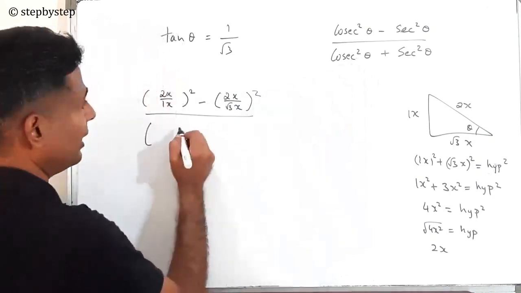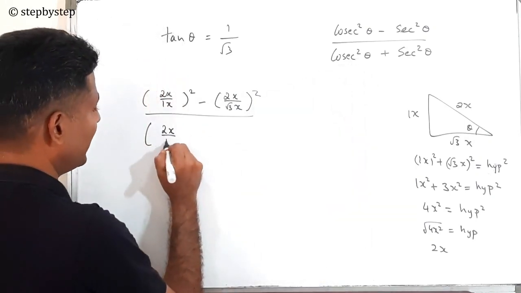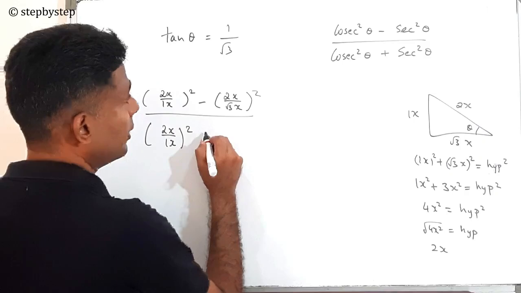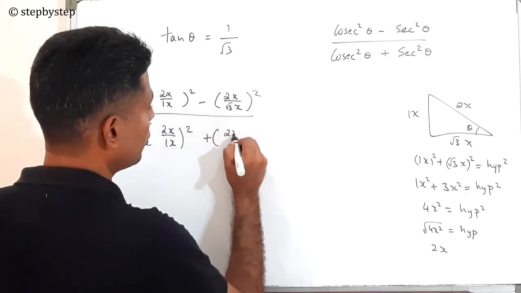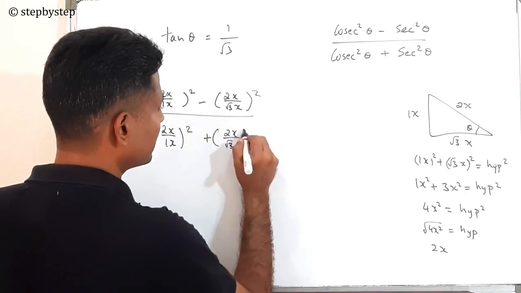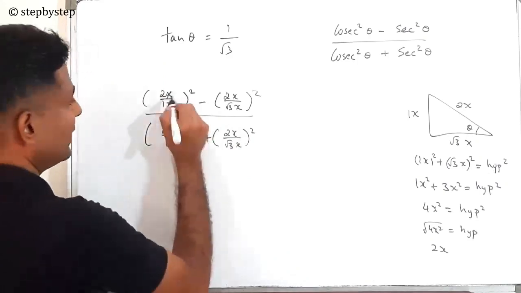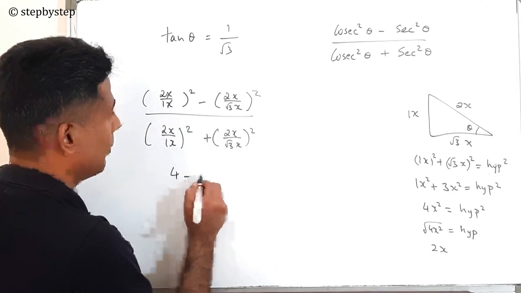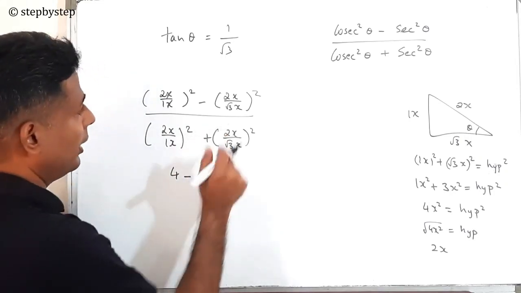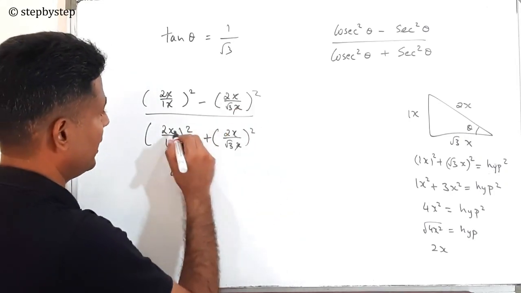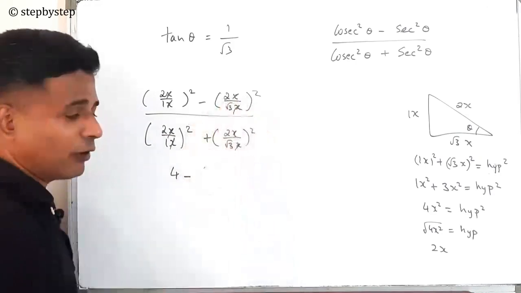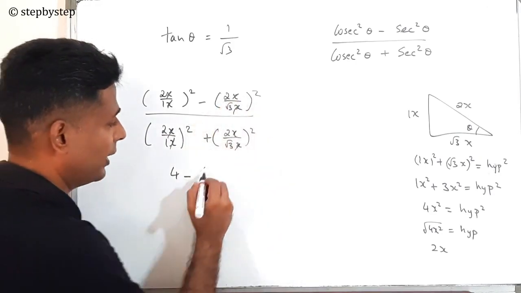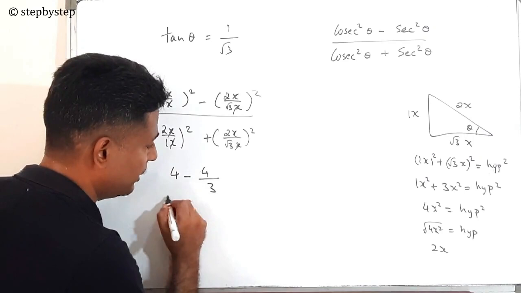Similarly, cosec square theta, again (2x by 1x) whole square, plus sec square theta, so (2x by root 3x) whole square. So x and x cancel, we get 2 by 1, which is 2. 2 square is 4. Minus, x and x will cancel here, here and here. (2 by root 3) whole square, which means 2 square by root 3 square. 2 square is 4, root 3 square is 3.